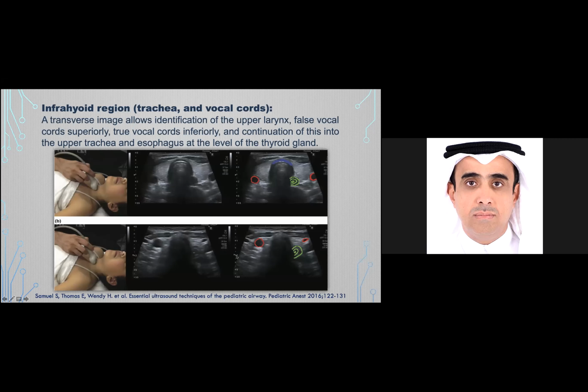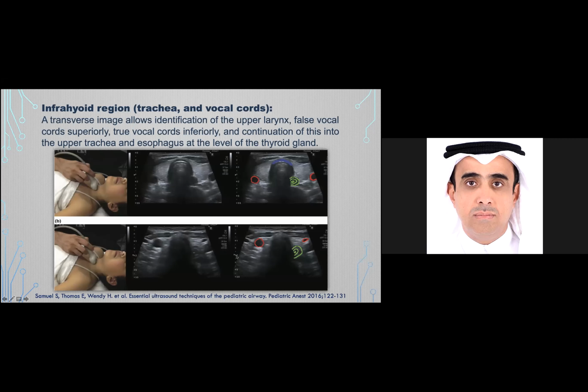The thyroid cartilage will be more cephalic, as mentioned by Dr. Saleh, and then comes the cricothyroid membrane. This is very important in the surgical airway. Then you can find the cricoid cartilage and then the rings of the trachea. Sometimes you can be mistaken and label a ring of the trachea as the cricoid cartilage. So you have to be familiar with the structures, how they look, and how to differentiate these anatomical structures from each other.